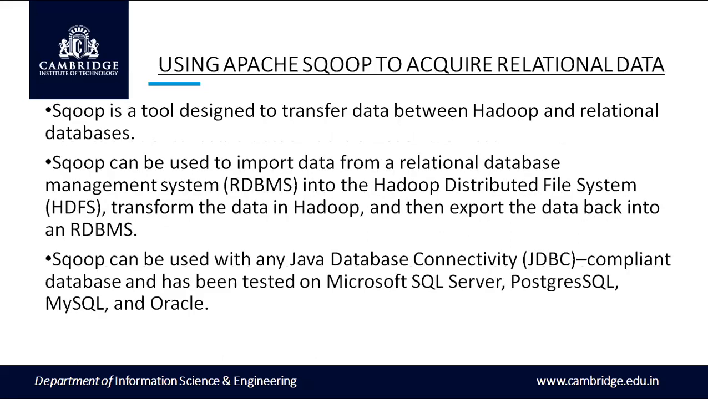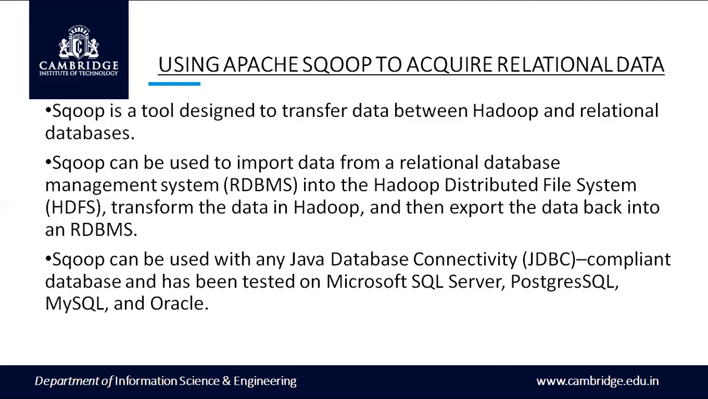It also makes it possible for programmers who are familiar with MapReduce to add their custom mappers and reducers to Hive queries. The next topic is using Apache Sqoop to acquire relational data. Sqoop is the acronym for SQL on Hadoop. It is a tool designed to transfer data between Hadoop and relational databases. It can be used to import data and export data. So we have two methods here: one is Sqoop import and the other is Sqoop export.